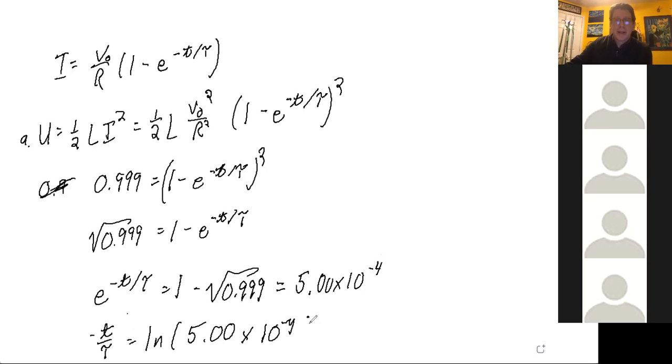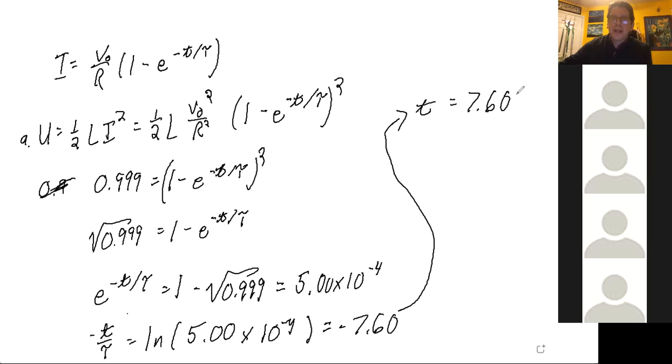Right. And so that's negative 7.60, and so t is equal to 7.60 tau. So it takes 7.60 time constants for the inductor to get to 99.9% of its maximum energy. Okay, so any questions about this example?